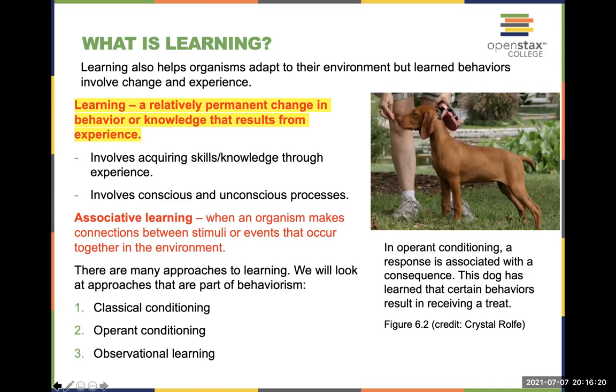And then we're going to talk about observational learning. I believe in a previous lecture, I briefly mentioned Bandura and the Bobo doll experiment. That's an example of observational learning. So these are the things we're going to be talking about. When you hear associative learning, I want you to think about these types of learning processes: classical conditioning, operant conditioning, and observational learning.